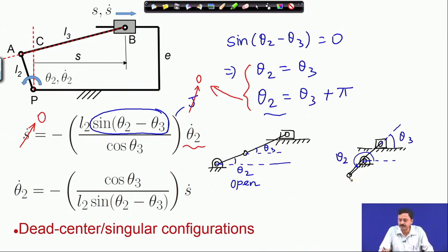So, this is the second dead center configuration, and at these configurations, irrespective of how theta 2 dot is specified or how theta 2 is changing, irrespective of the value of theta 2 dot, we will have the slider at the static position. So, the slider velocity will go to 0. So, this is corresponding to the singularity of J.